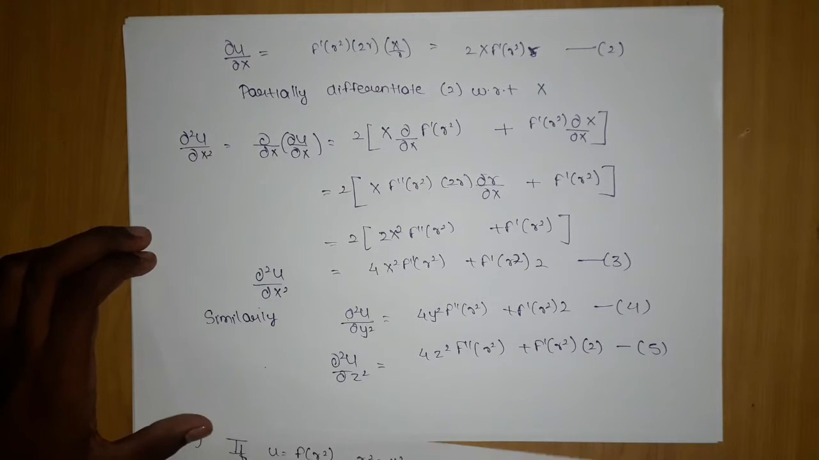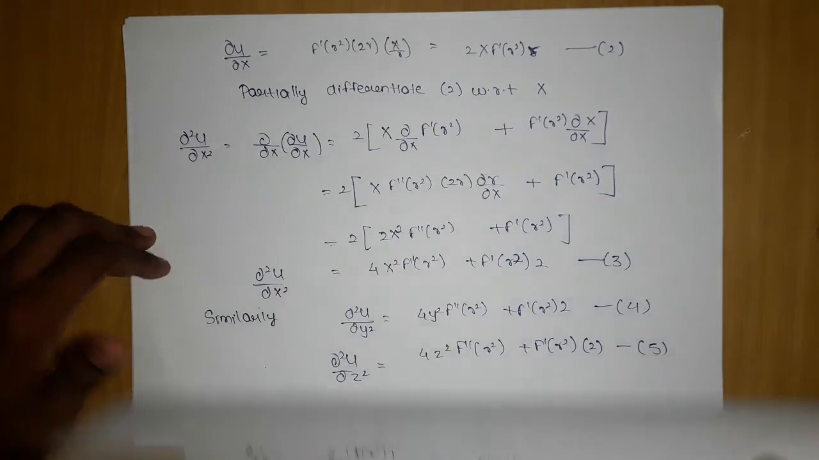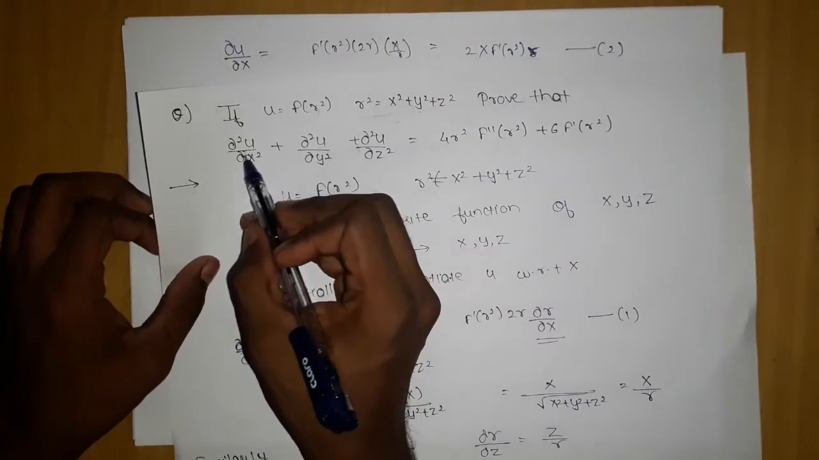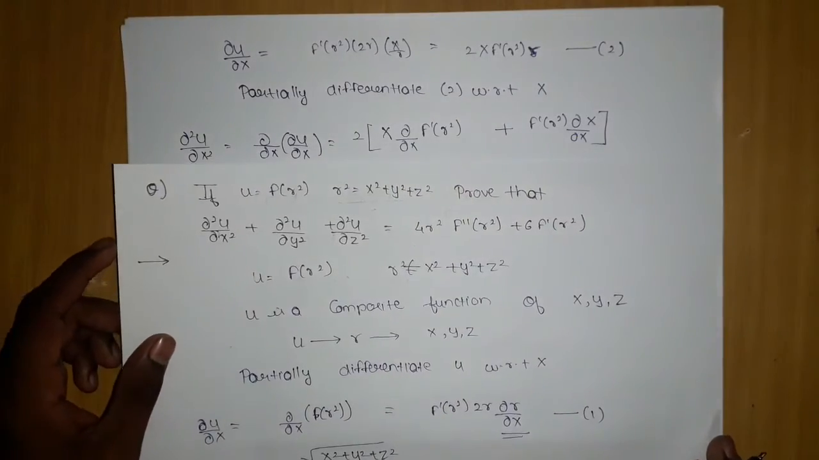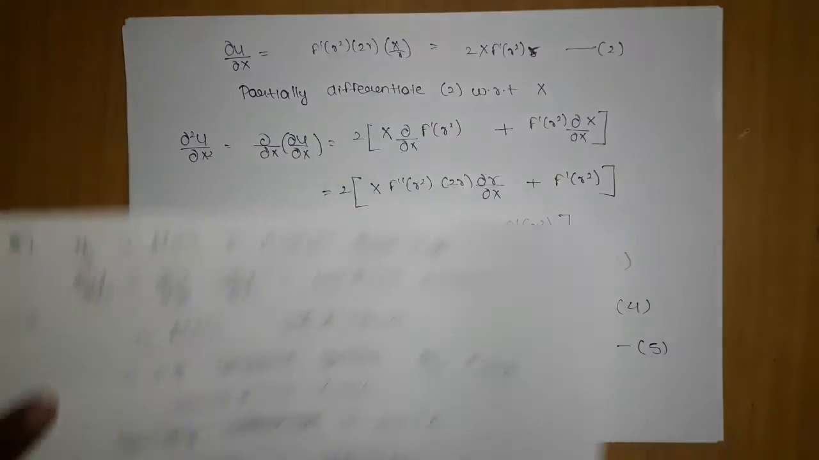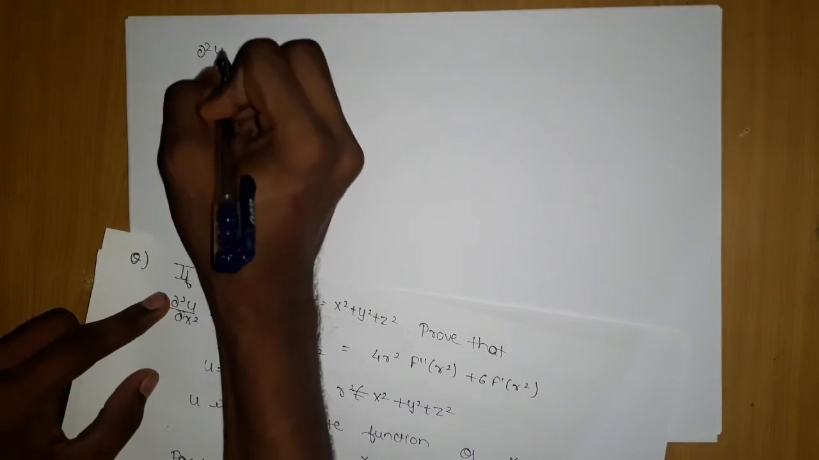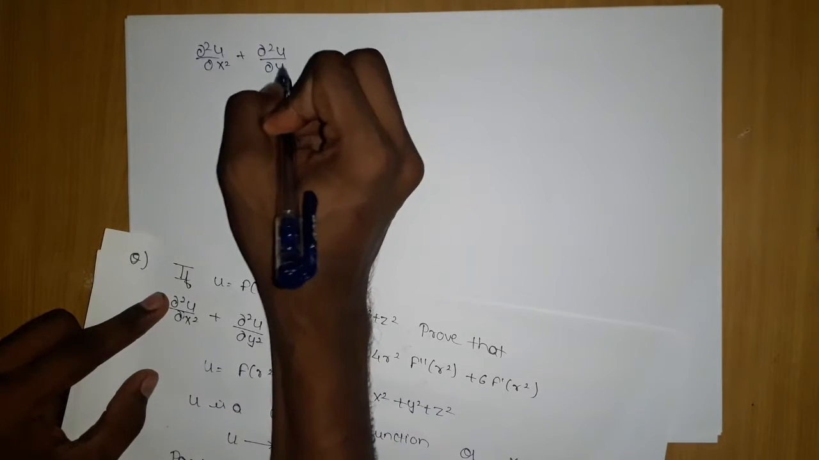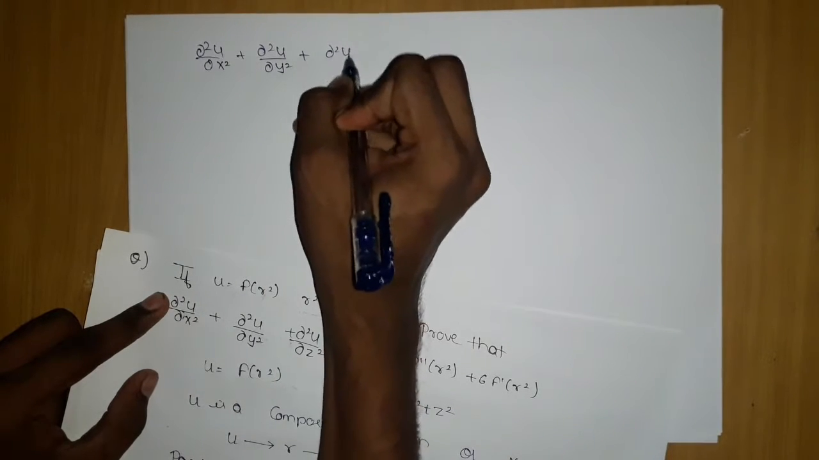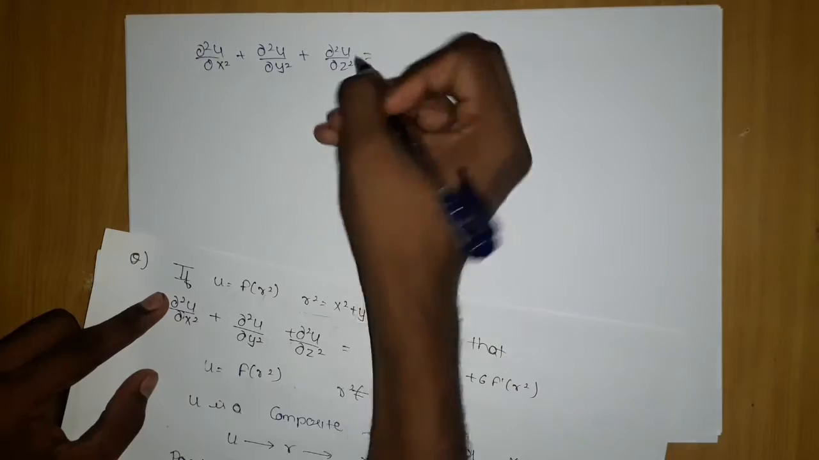Okay, this will be my fifth equation. Now if you move ahead, we are going to see the proof, which says that you have to add all the third, fourth and fifth equations to get the required proof. So what will be our next aim? Our next aim is probably going to be to write dou square u by dou x square plus dou square u by dou y square plus dou square u by dou z square, which will be nothing but if we add on.